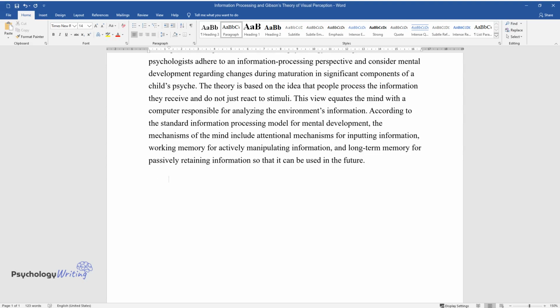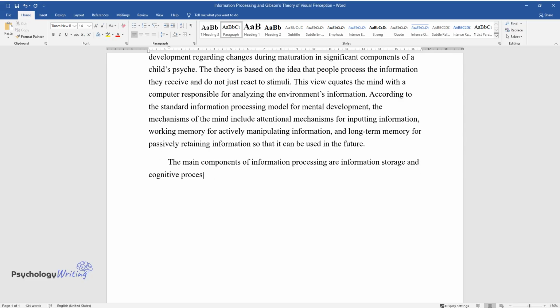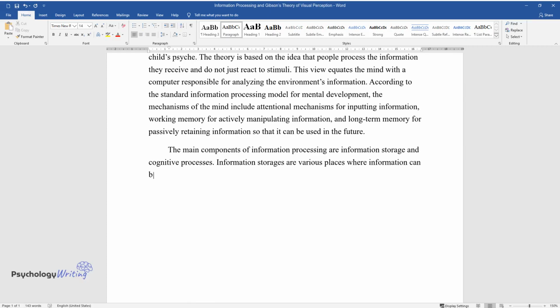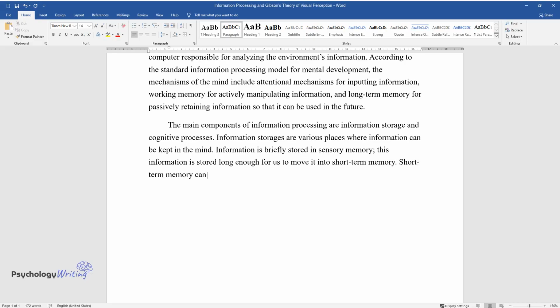in the future. The main components of information processing are information storage and cognitive processes. Information storages are various places where information can be kept in the mind. Information is briefly stored in sensory memory. This information is stored long enough for us to move it into short-term memory. Short-term memory can only store a small amount of information at a time.